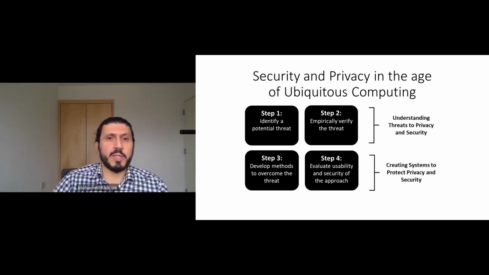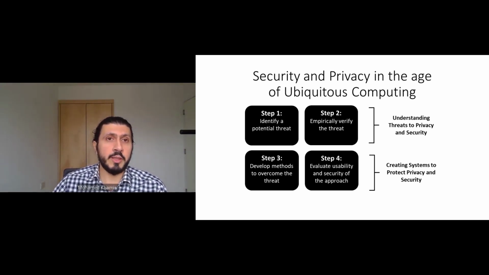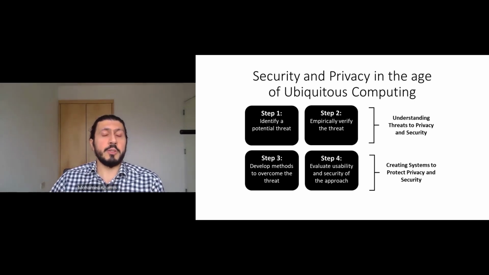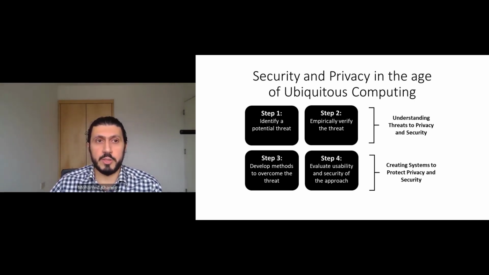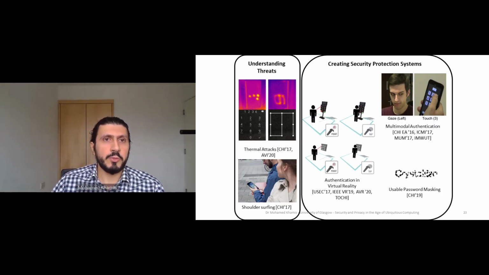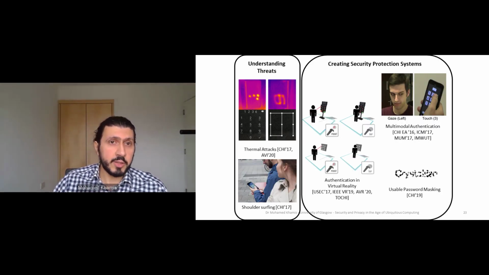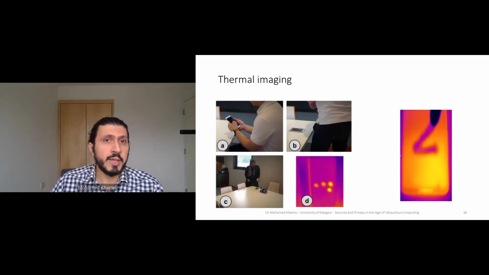So back to the 4 steps that I described earlier. First, we identify a threat, we empirically verify it, then we develop methods to overcome it, and then evaluate the usability and security of these new methods. So the first 2 steps are more about understanding the threat, and the second 2 steps are about creating systems to protect privacy and security. I'm going to mention an example in each direction. So first, about understanding threats. I mentioned the example of thermal attacks, so I'm going to expand a bit on that.